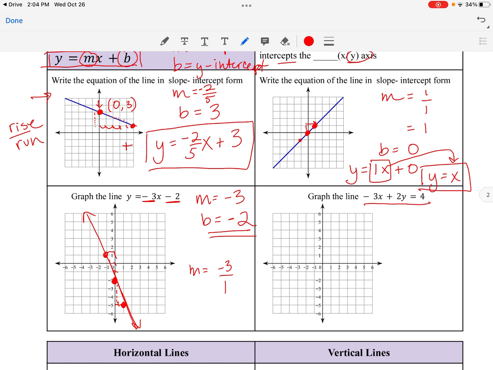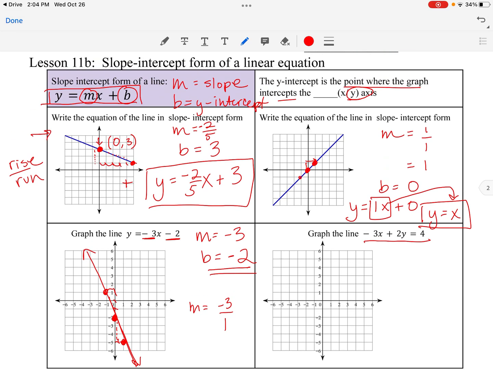Here we have an equation of the line that is not in slope-intercept form, so I don't know right now what the slope or the y-intercept is. I actually have to change it to slope-intercept form in order to know that. I have to get y by itself. So we're going to add 3x to both sides, like so, which is going to leave us with 2y, and I'm going to put the x term first, and then add that 4.